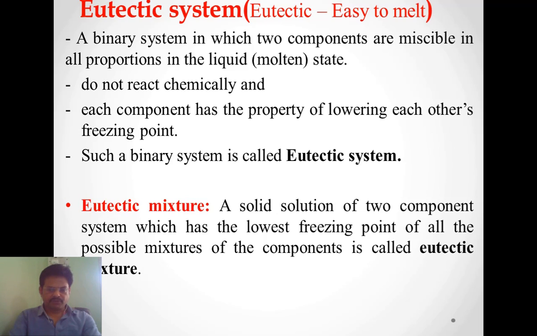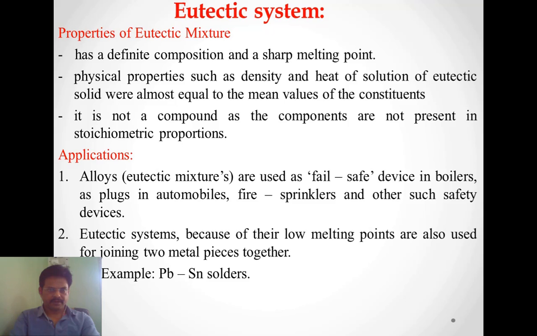Eutectic mixture. What is a eutectic mixture? A solid solution of a two-component system which has the lowest freezing point of all the possible mixtures of the components in the eutectic is called a eutectic mixture. That means the eutectic mixture is a mixture of fixed composition corresponding to the lowest melting point or freezing point.